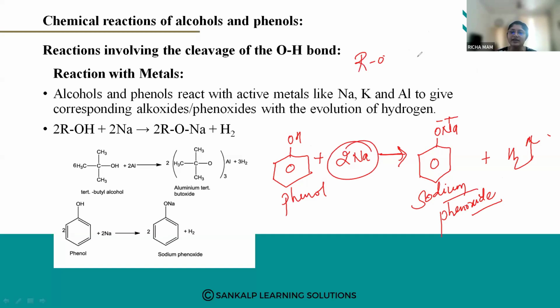And when alcohols react with active metals like sodium, what do they form? They form sodium alkoxide, with the liberation of hydrogen gas. So these are very important reactions. Got it?